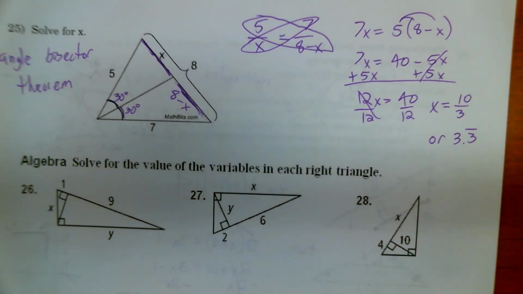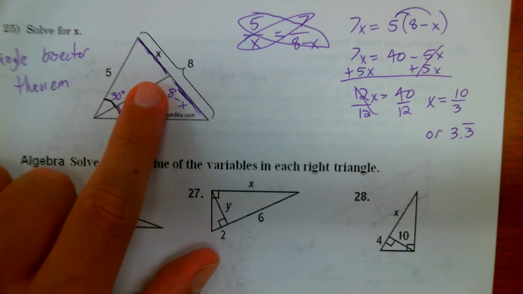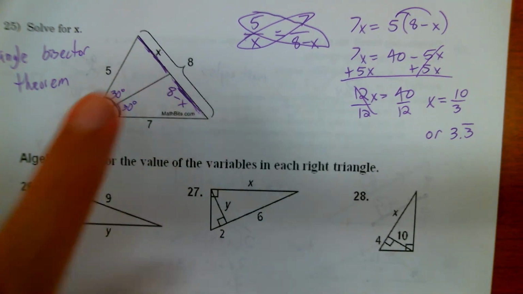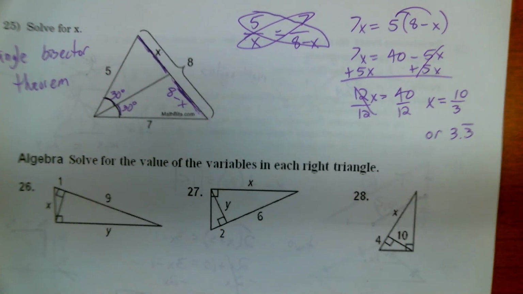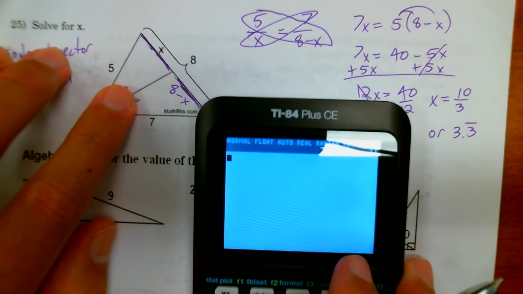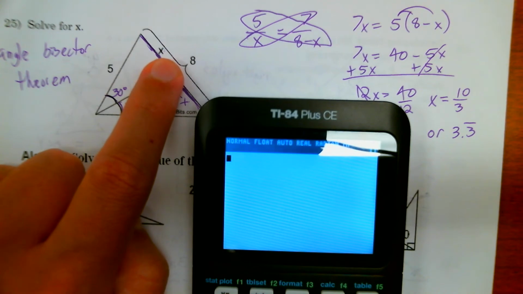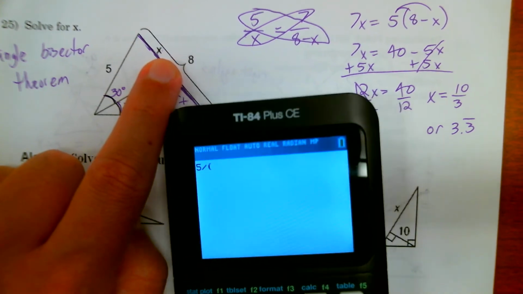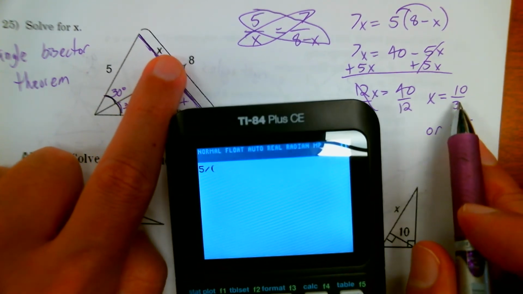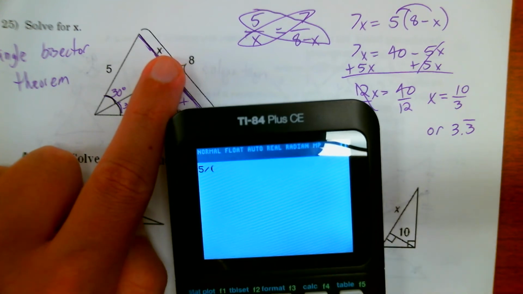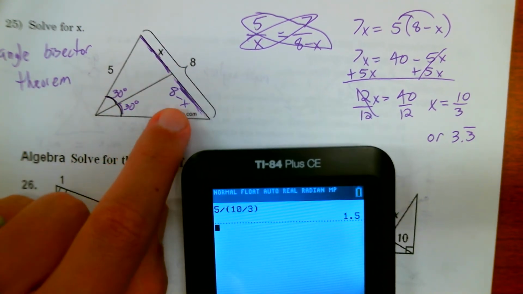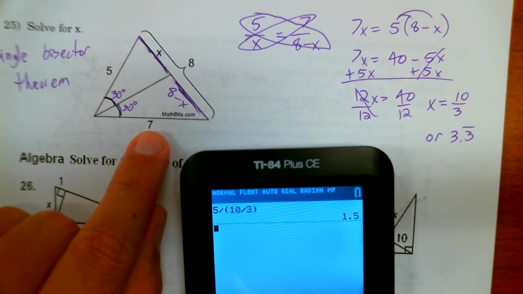Now let's check this on my calculator. Let's do the ratio again. Let's do 5 over x. 5 divided by, our answer is 10/3, so I've got to put that in parentheses. 5 divided by 10 divided by 3. I'm dividing by a fraction. That's 1.5. So the ratio of 7 over this piece also has to be 1.5.